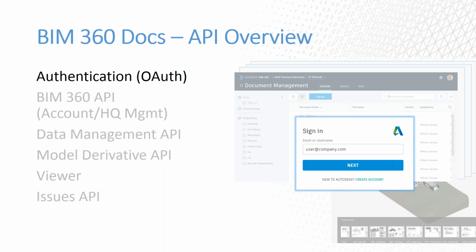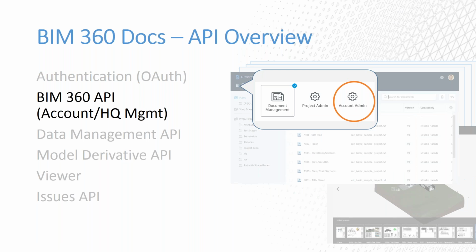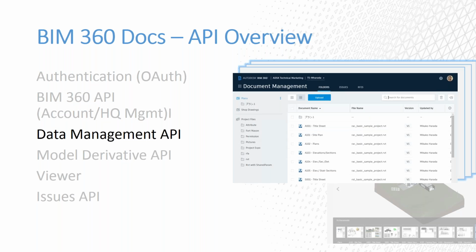And then the next one is the BIM 360 API, account HQ management. The account level API is called the BIM 360 API. This is the one where, in the UI, you switch to your account management, the account admin page. This one is fully exposed through the APIs, so this is available.